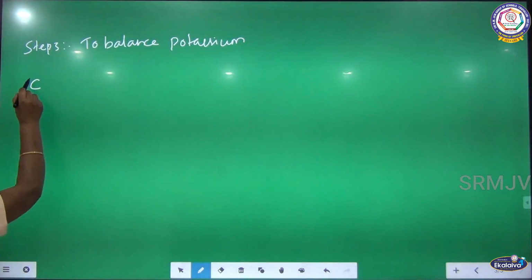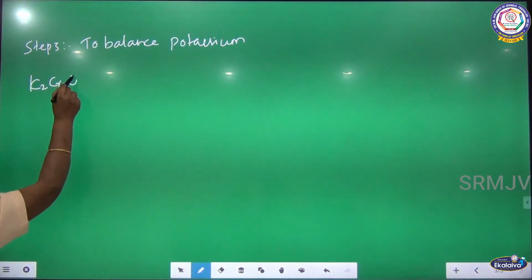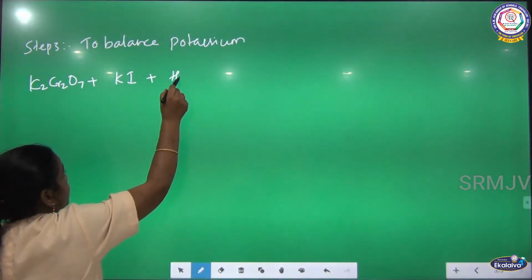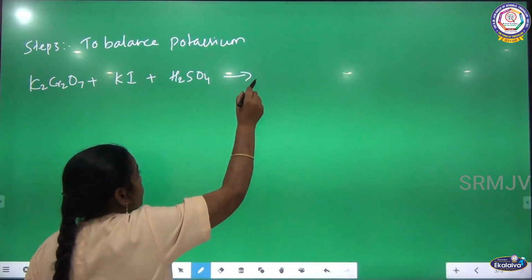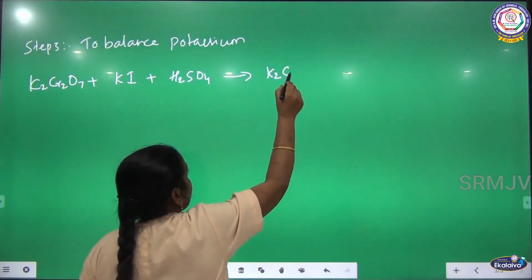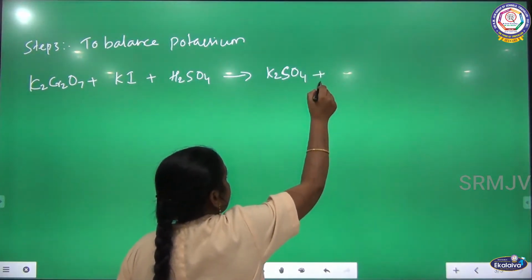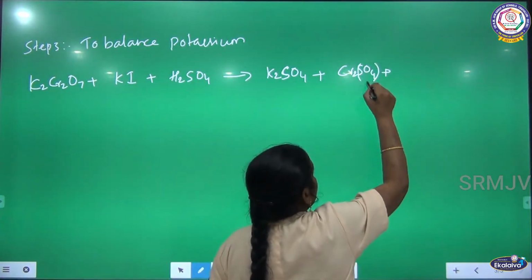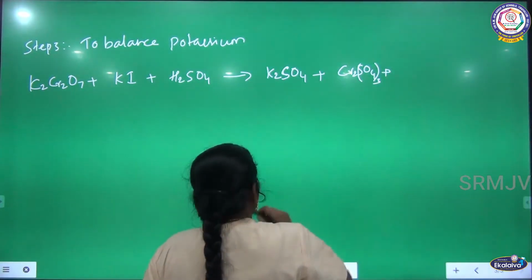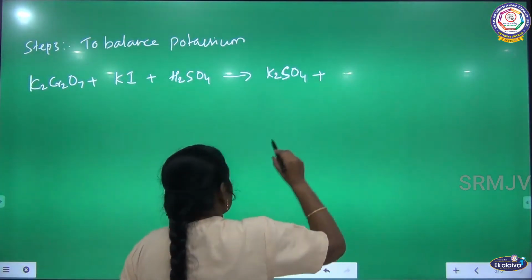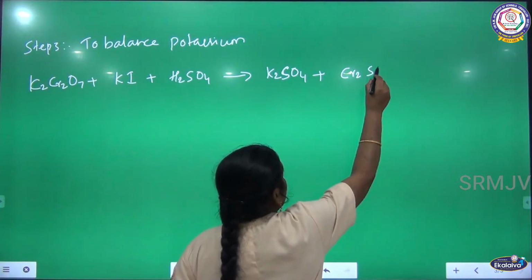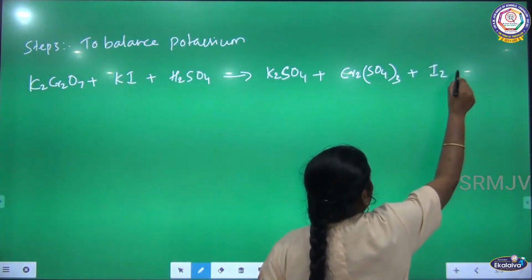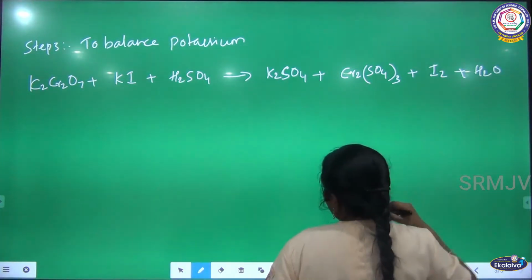Equation: K2Cr2O7 plus KI plus H2SO4 gives K2SO4 potassium sulfate, chromium sulfate, Cr2(SO4)3, plus I2 plus H2O.